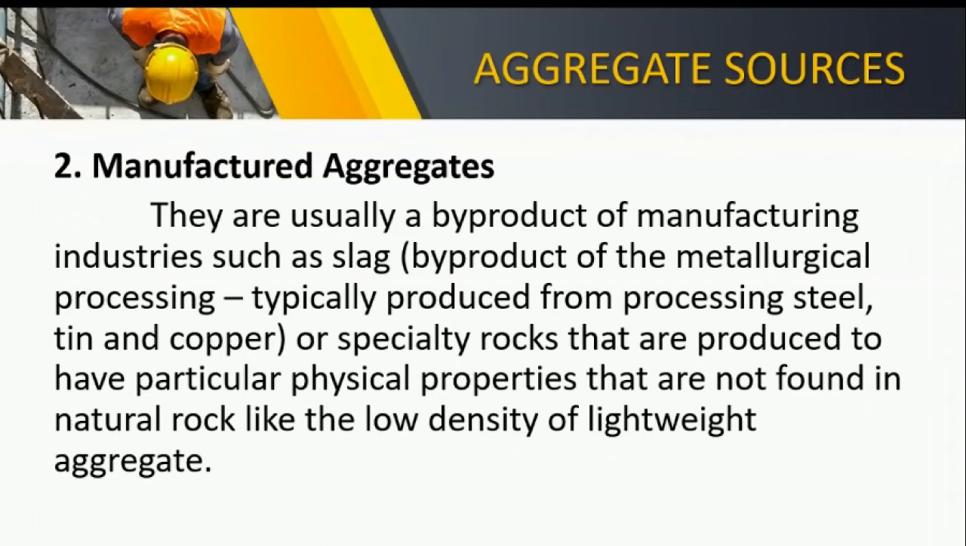They are usually a byproduct of manufacturing industries such as slag, or the byproduct of the metallurgical processing typically produced from processing steel, tin, and copper, or specialty rocks that are produced to have particular physical properties that are not found in natural rocks, like the low density of lightweight aggregates. So many manufactured aggregates are either controlled byproducts of industrial processes, such as the various iron and steel slags, or partially controlled waste materials resulting from other industrial processes, such as clinkers and ashes.